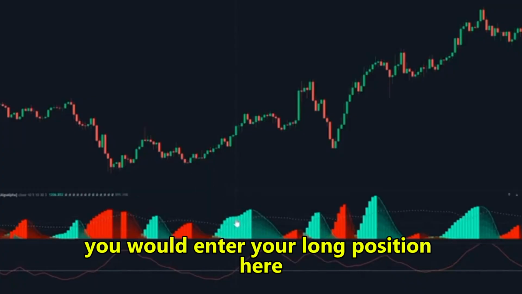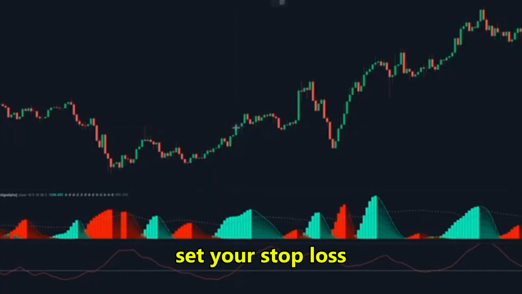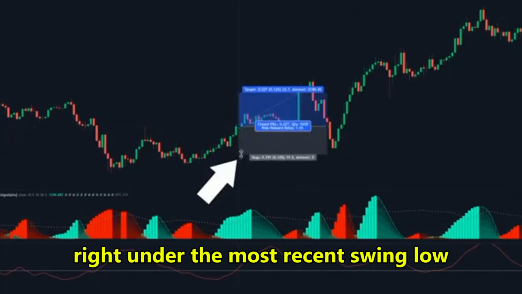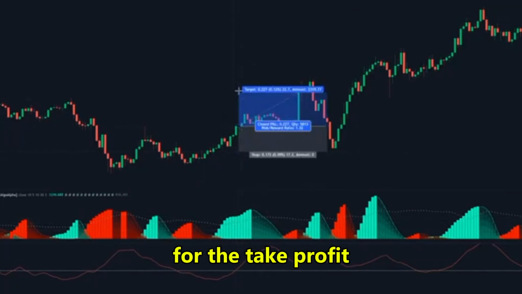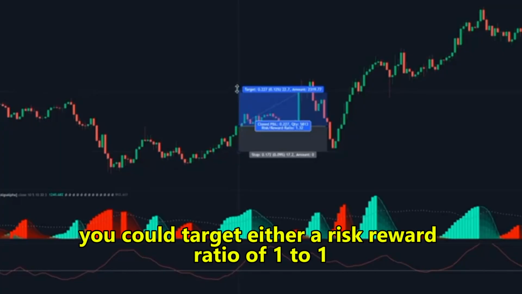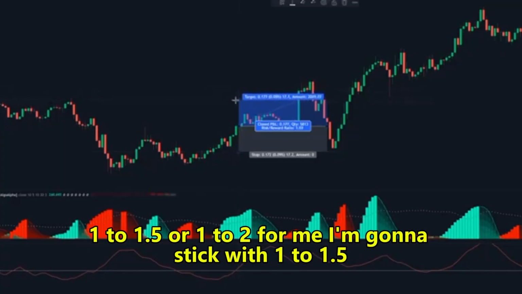You would enter your long position here, set your stop loss right under the most recent swing low. For the take profit, you could target either a risk-reward ratio of 1:1, 1:1.5, or 1:2. For me, I'm gonna stick with 1:1.5.